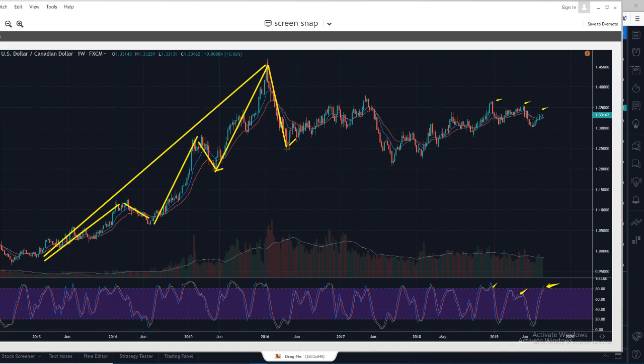Then you've got this massive pullback. So that is different to anything that's happened before. You can see here and here, that pullback is different. Now look at this action here. That action is choppy. That's exactly what we're talking about.